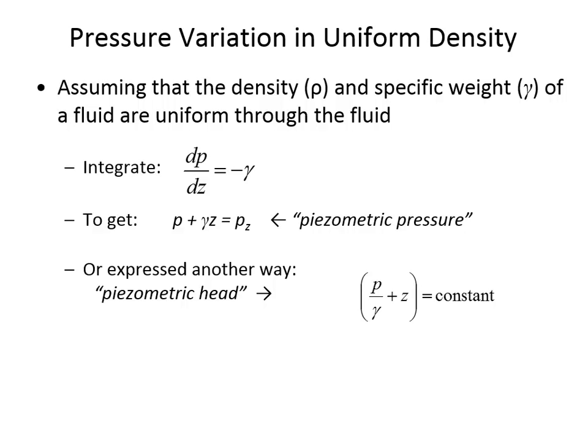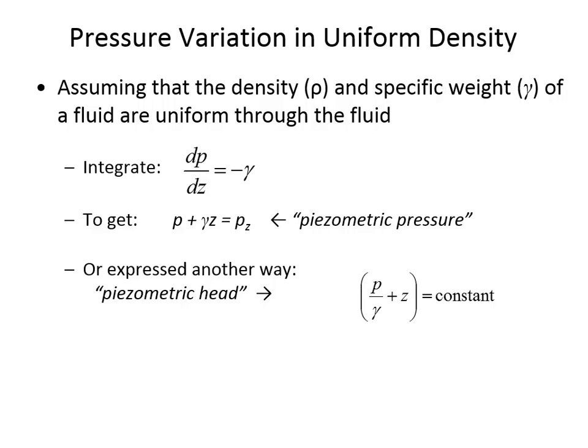Let's say that we are here at location 1. We're down under the surface some distance. We can find the piezometric pressure there by defining a datum. If we say the bottom of the tank is our reference point, Z datum, this is our reference point for measuring elevation. We're going to measure all of our Z values upward from the bottom of the tank.